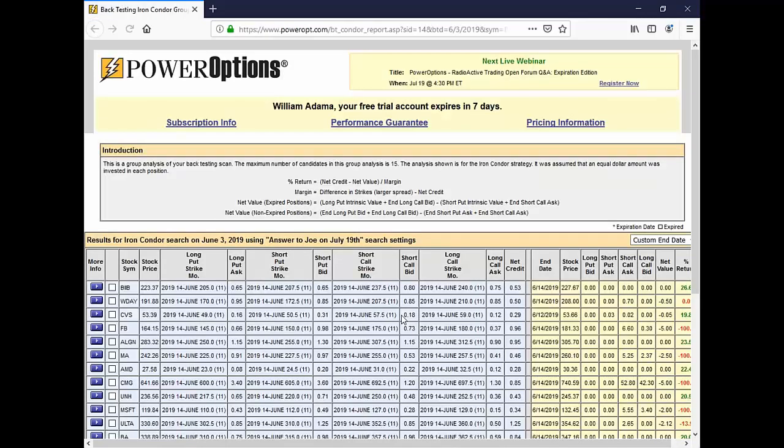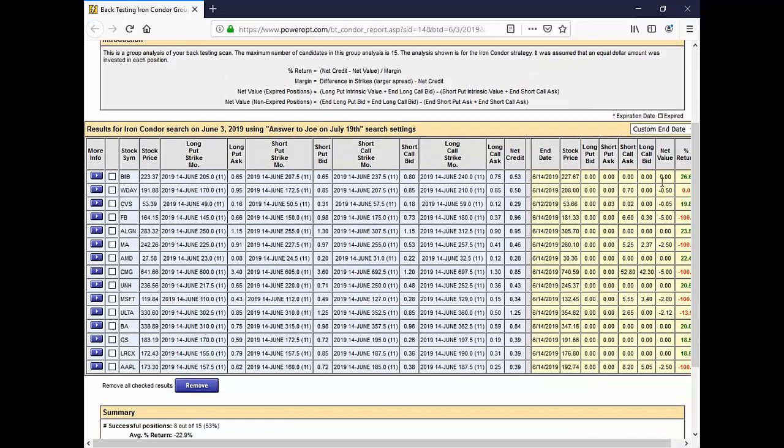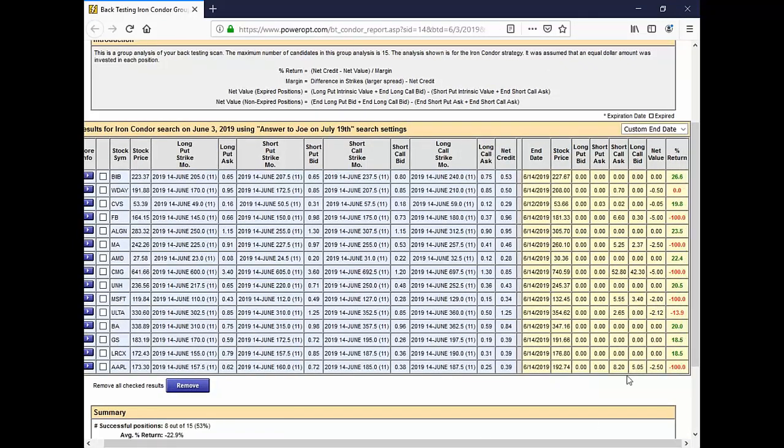It's churning and burning. There we go. Still some 100% losses, which, by the way, yes, in most cases we would have avoided 100% losses. Joe, with just the weekly search, I'm sure you would have closed them out once the short call would have been threatened, or the short put.